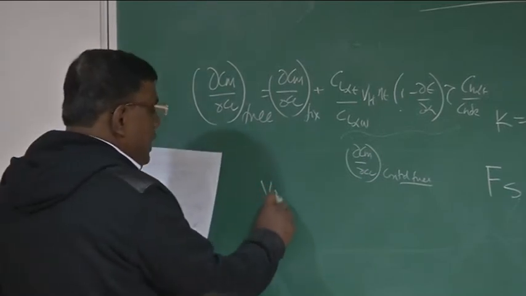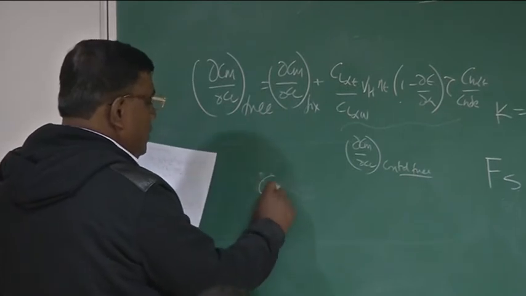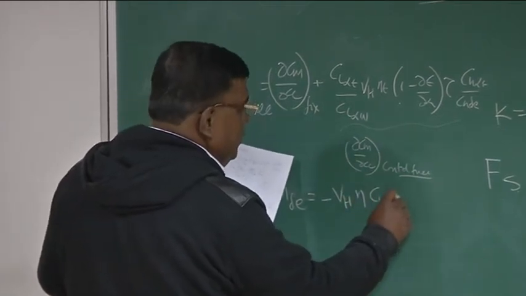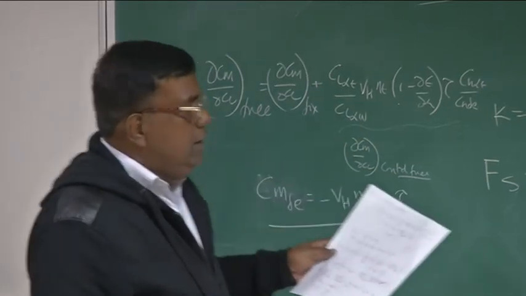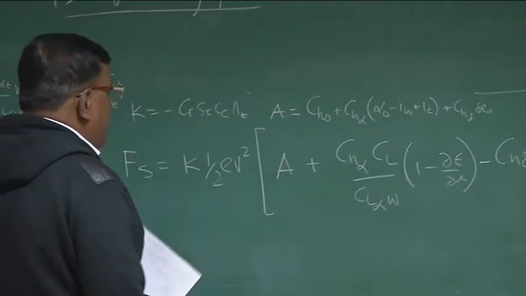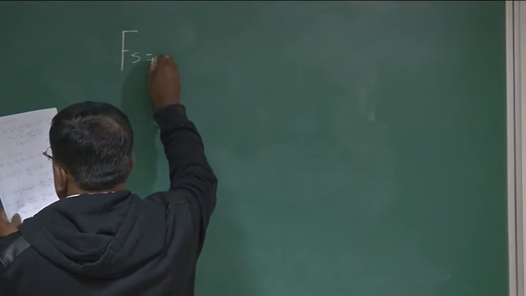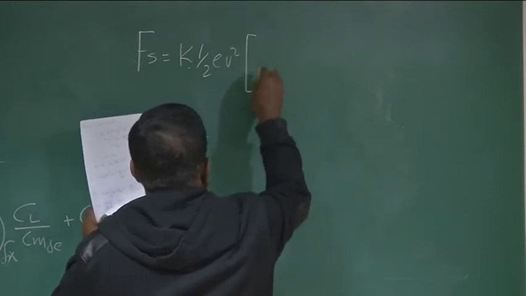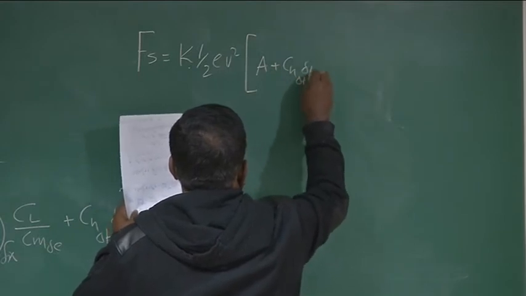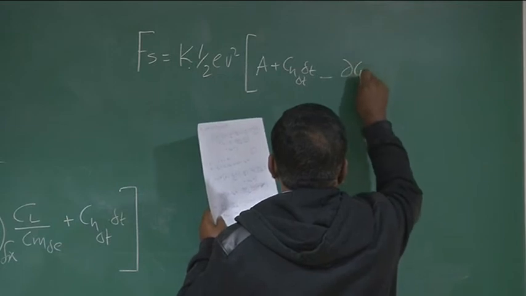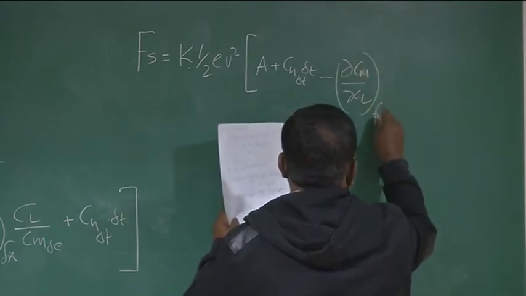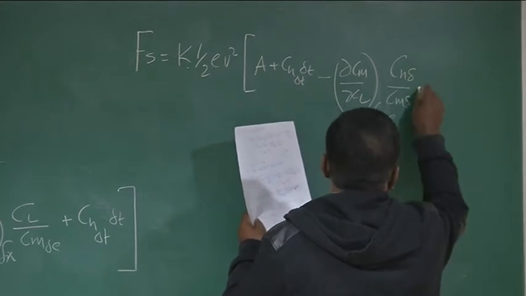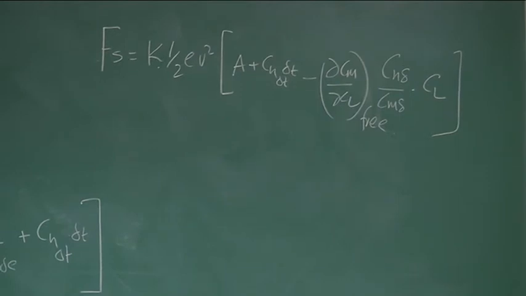You also need to use Cm delta E equal to minus Vh neta Cl alpha t into tau. This also you know. Use this into this to show that now I can write Fs is equal to k half rho v square, then A plus Ch delta t into delta t minus dCm by dCl free, into Ch delta by Cm delta into Cl. I am sure you are smart enough to do this.